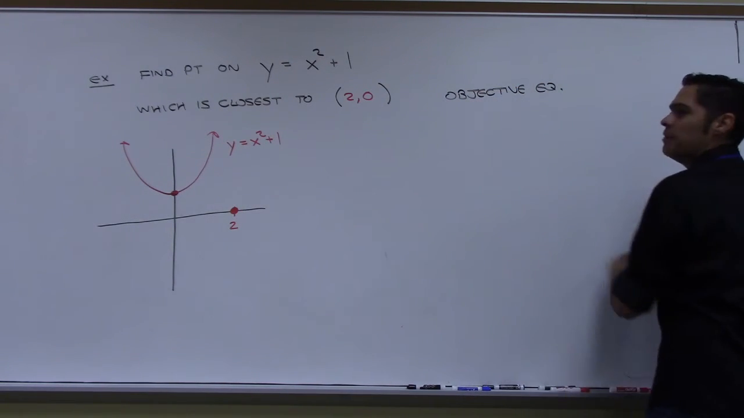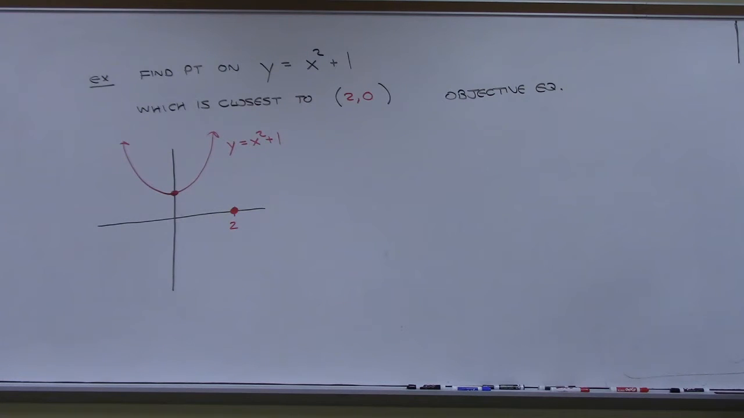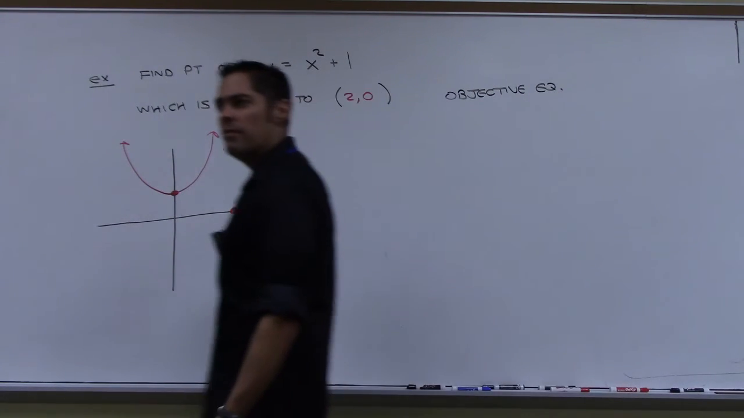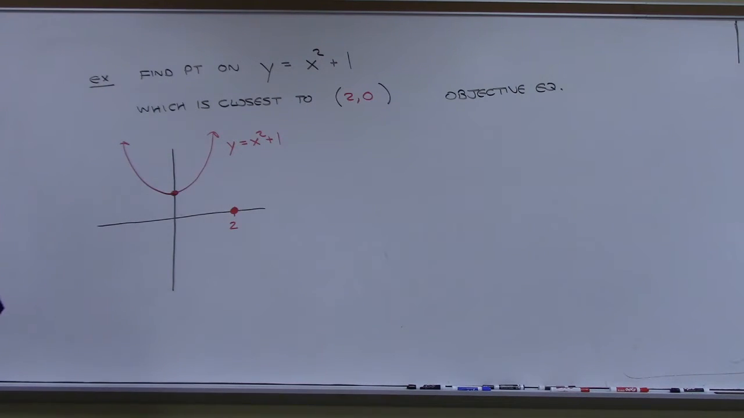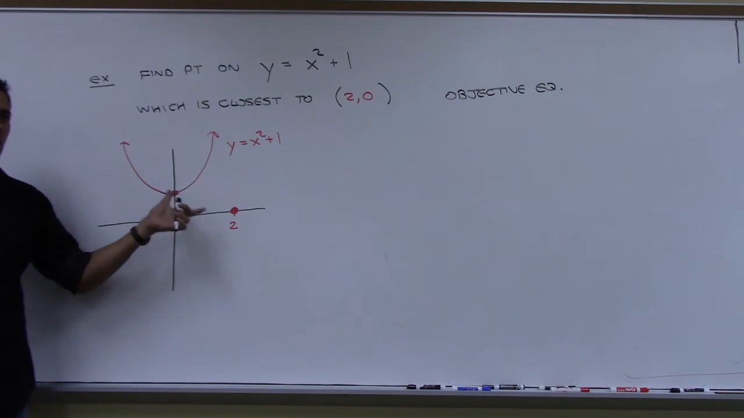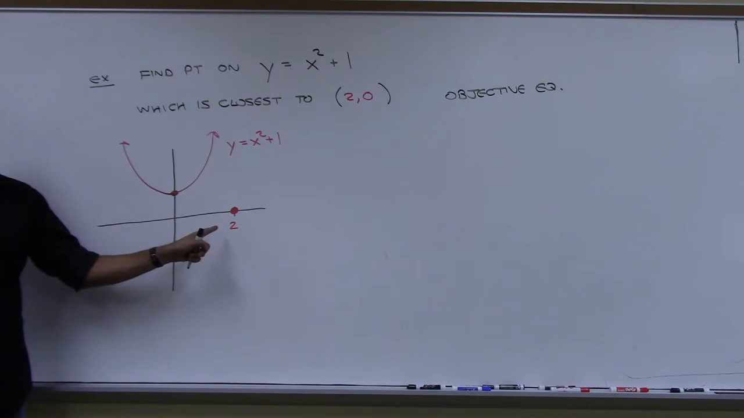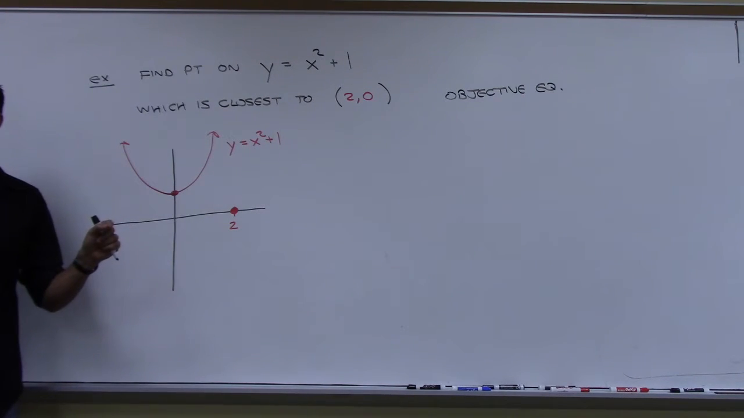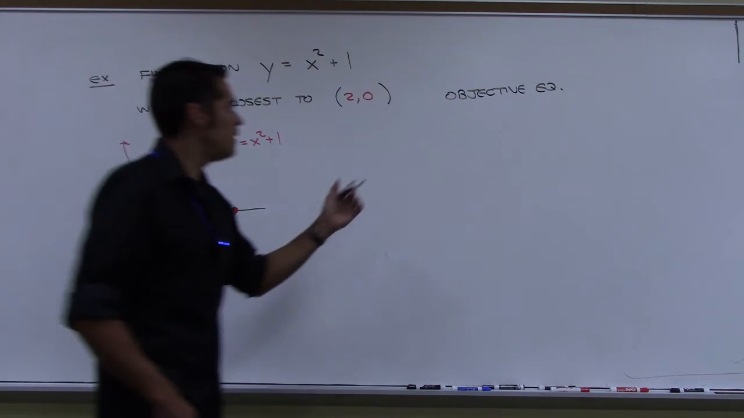Okay, what's the objective equation? What is it that you're trying to find the maximum or minimum of here? So are you trying to find a maximum here or a minimum? The point that's closest to this has the smallest distance from this point, doesn't it? So would you agree that I need a minimum distance? Yes? Trying to find a minimum distance.